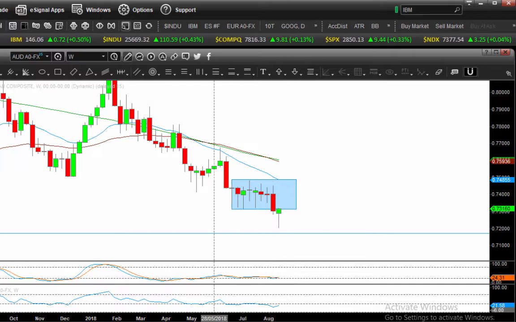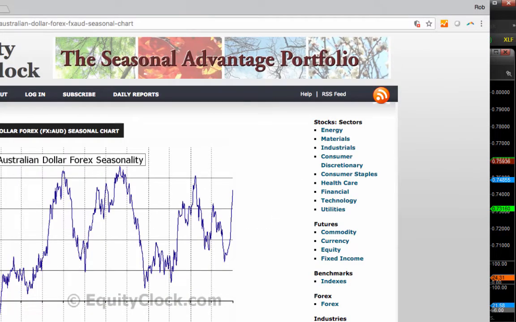Another thing as well is seasonality. Now, this is something we keep a cursory glance on, how currencies have typically performed over the past 2 decades. This equityclock.com gives us the general flavour as to how the Australian dollar in this case has performed on average over the past 20 years. I know 20 is not quite like 50, so it's hardly scientific, but it gives us a very good indication.